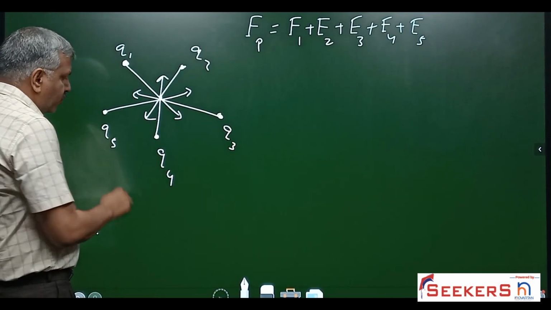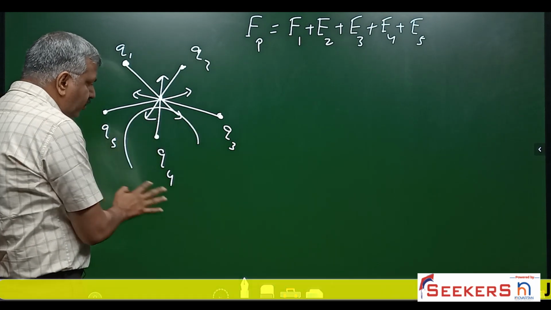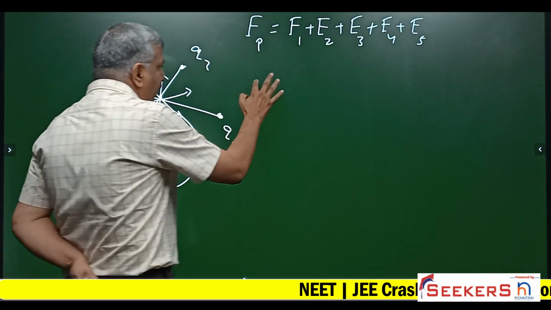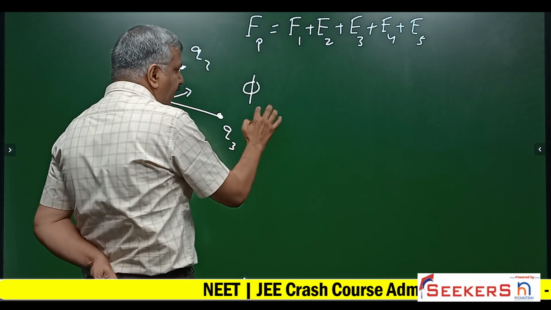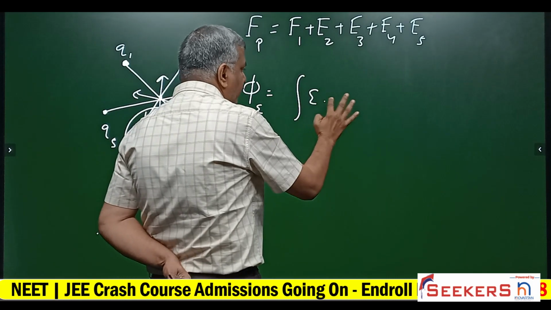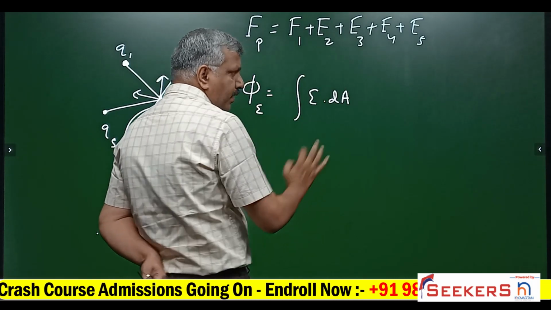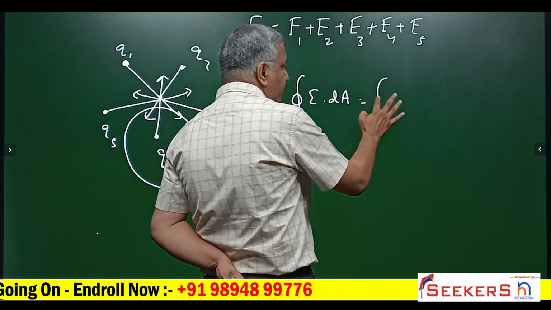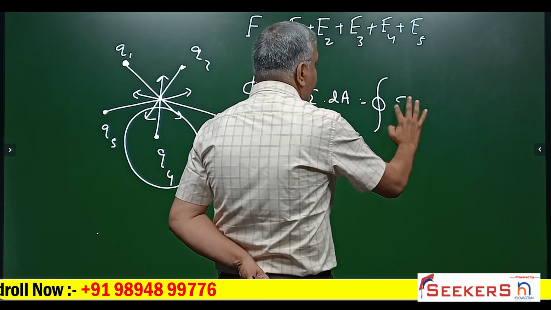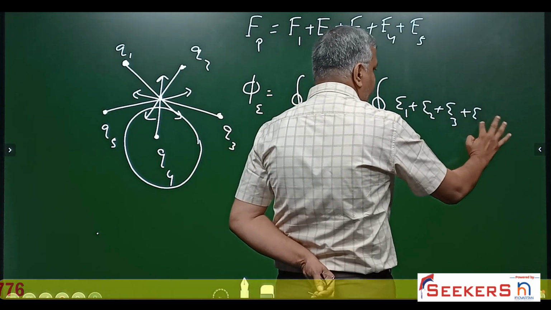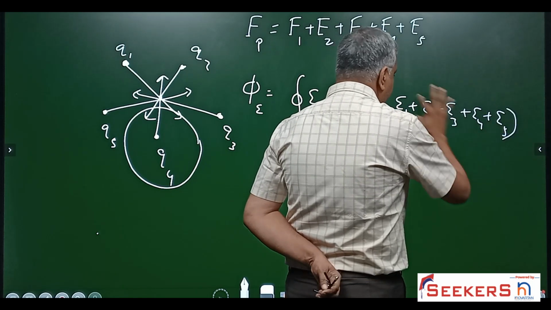But suppose I have a closed surface here like this, then the net electric flux will be equal to integral of E dot dA. Now this will become equal to the surface integral of E dot dA. So that will become surface integral of E1 plus E2 plus E3 plus E4 plus E5 dA.